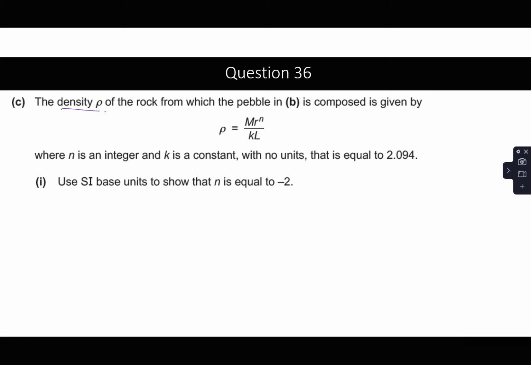So rho is density, n is an integer, m was mass. I don't think this question is complete, but I know m is mass. R is radius. L is probably length. And the question is, we want to find n. N being a power, we shall use still homogeneity to find n.